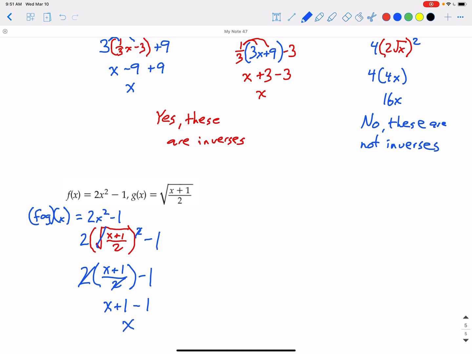So far so good. We might have a couple of inverses here. But we still got to find g of f of x. So starting with the g function, and that is the square root of x plus 1 over 2. Now replace the x in the g function with the f function, which is 2x squared minus 1, and then that plus 1 over 2.